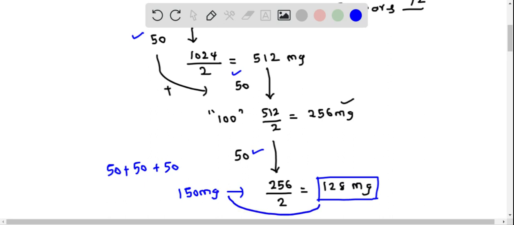So this is the amount of antiplutonium present after, I'm sorry, this is 150 years. It's not milligrams, it is 150 years. The amount present is 128 milligrams. Now let's see method 2.